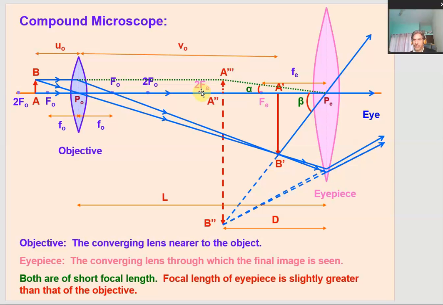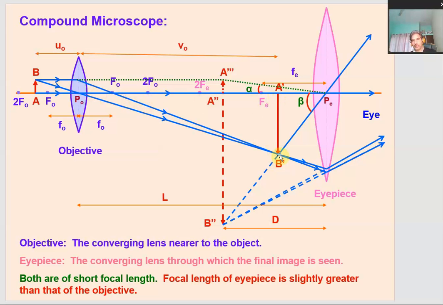Here f naught is called the focal length of the object lens, and 2 f naught, twice of that, is the radius of curvature, or we can say the center of curvature. So f naught is the focus of the object lens. Its image formed by this object lens is beyond this 2 f naught, or we can say beyond the center of curvature of this object lens. So for example, the image is formed here, and it is given the name A dash B dash.